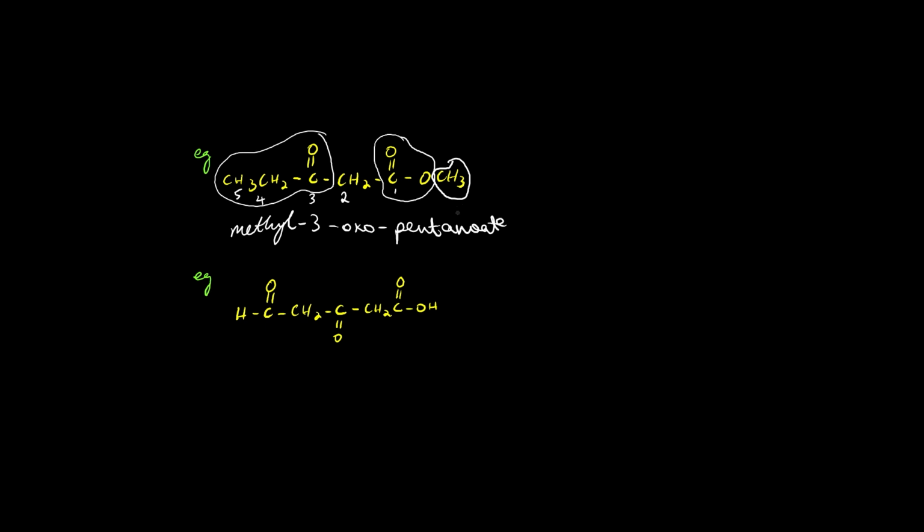Now, if you keep in mind, this is how we name esters, right? This is the alcohol portion of it, however esters are formed, and then the left hand side of the carbon double bond O, carbon single bond O would be the carboxylic acid side. So we should keep in mind that the methyl will be because of the alcohol part, and the 3-oxo is there because of the ketone substituent on the third carbon atom, and the pentanoate is there because of the carbon chain being 5 carbons long. So keep that in mind, right?